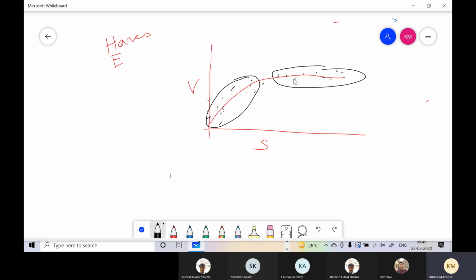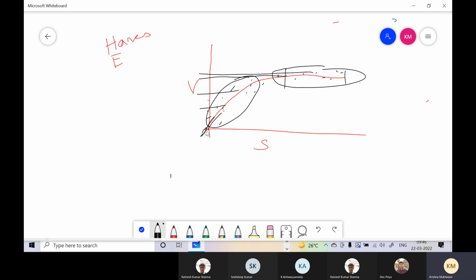How do you choose data points? You never choose data points near saturation, because your V values are all equal. But here V values are changing significantly. Now, a lot of nice, clever algebra has been done. Suppose you have this plot and you can make this plot somehow.